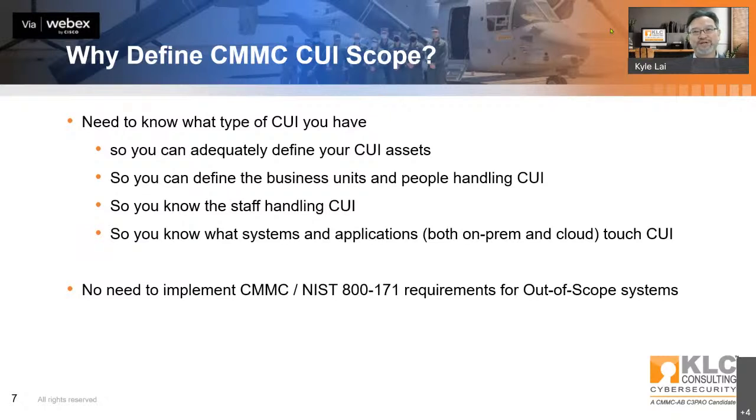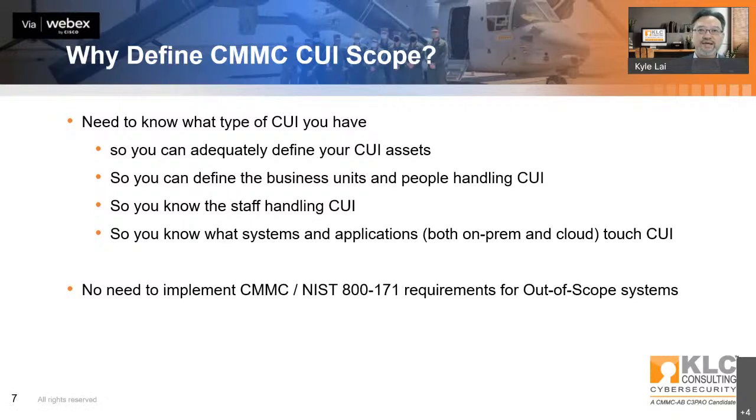We have to make sure that we understand what the requirements are so we can properly scope it. And so when you actually put in the controls, it's not going to steer you in the wrong direction, right? So you have the right focus and the right assets in scope. So that's why we want to scope it properly.